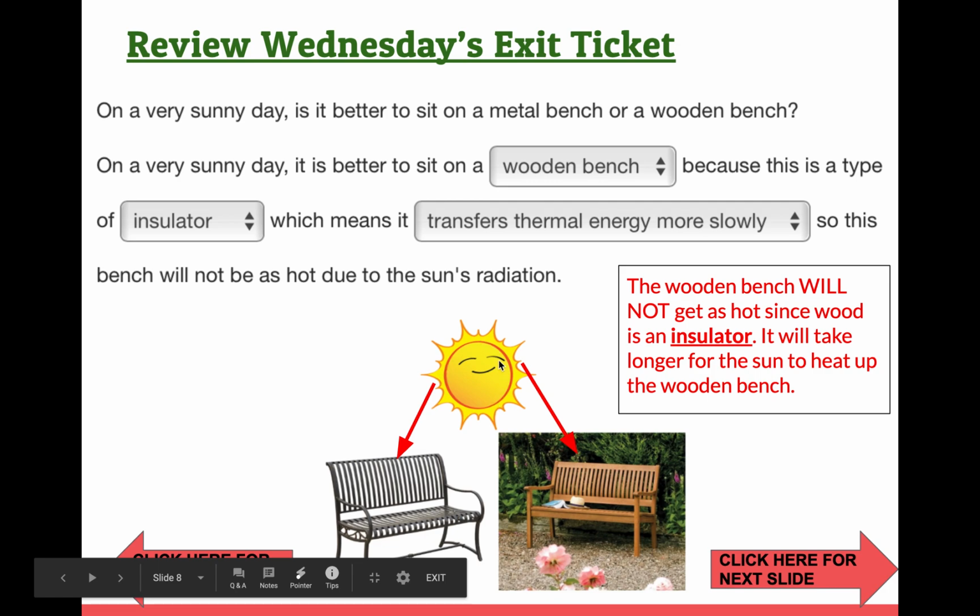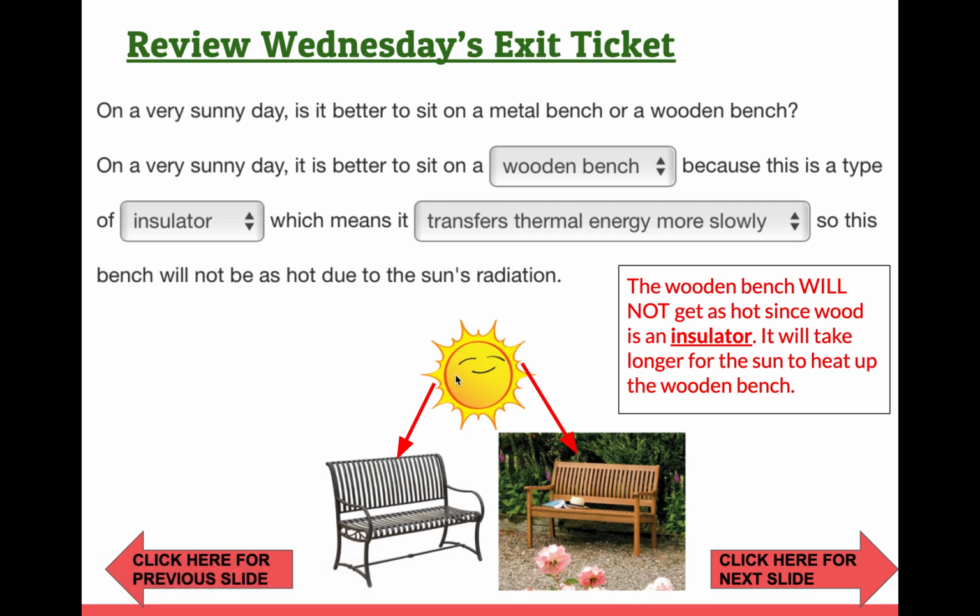On a very sunny day, is it better to sit on a metal bench or on a wooden bench? Well, if it's very, very hot, the sun is going to transfer thermal energy to both benches. And when you sit down on a bench, you don't want your skin to burn, right? So which bench would be better to sit on?